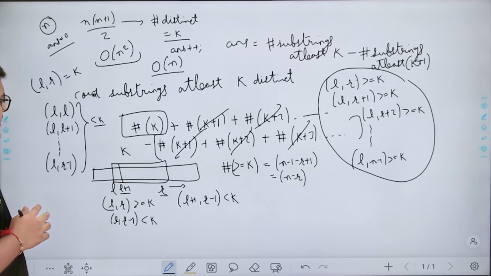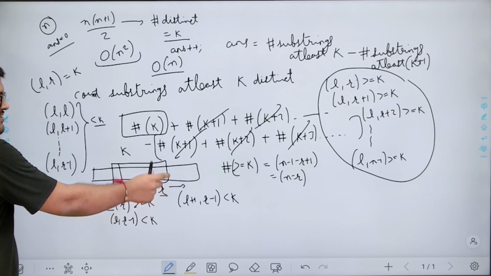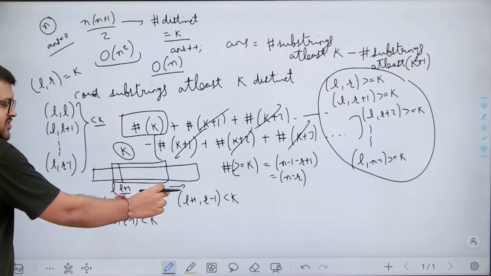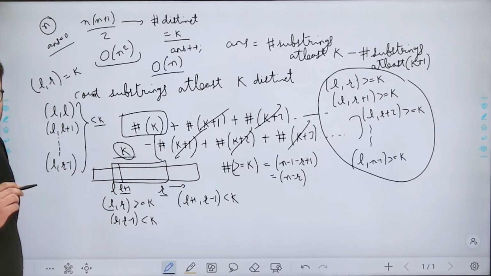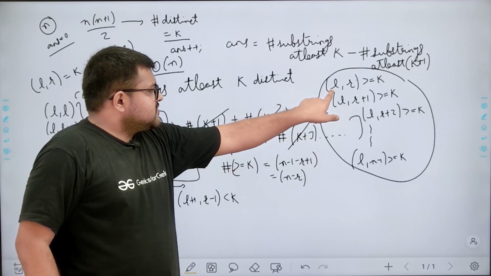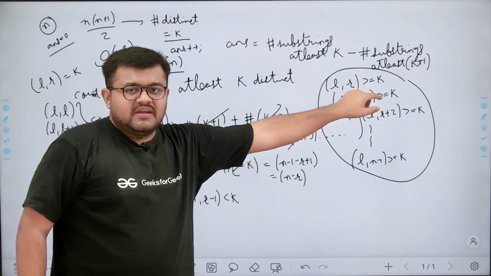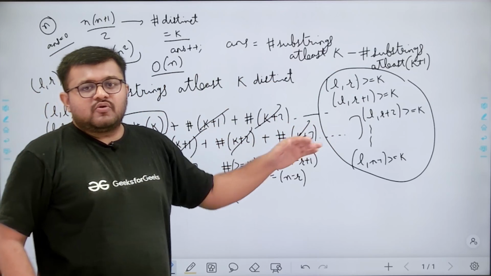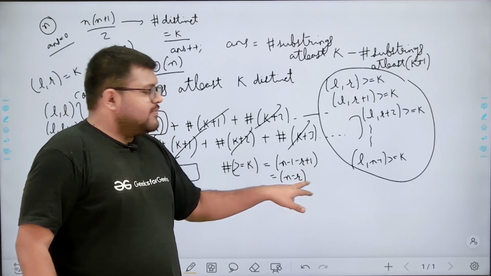So we did two things. First of all, we understood that starting from L, if R is the first index where the count of distinct characters is k, then starting with L plus 1, the first ending index will be either R or greater than R, such that the count of distinct characters is equal to k. Another thing is, if starting from L, R is the first index where the number of distinct characters is greater than or equal to k, then starting with index L, the number of substrings whose count of distinct characters will be at least k will be n minus R.